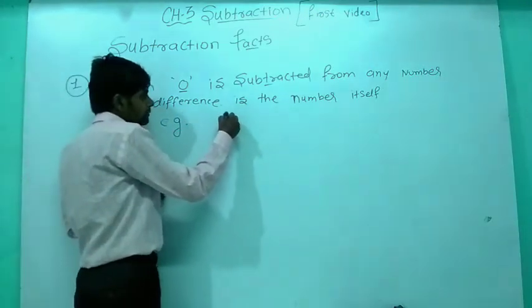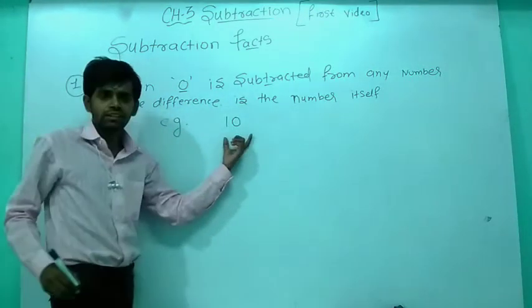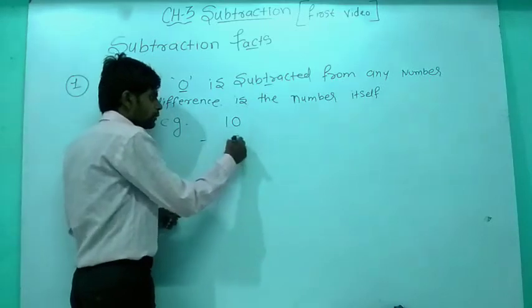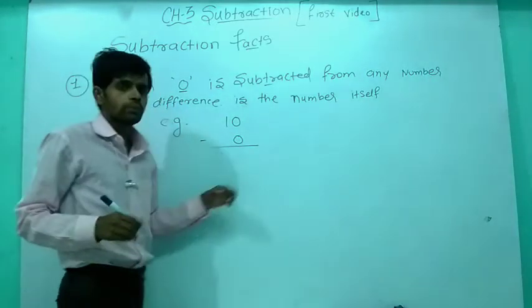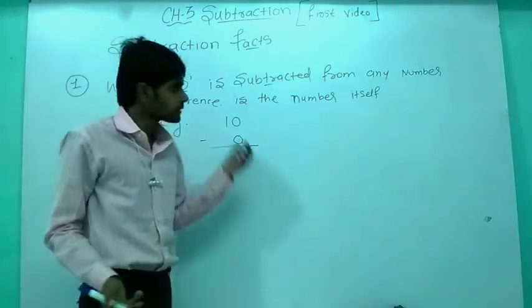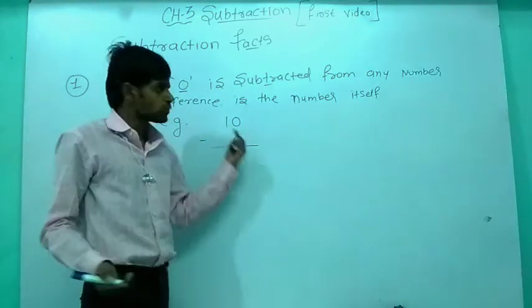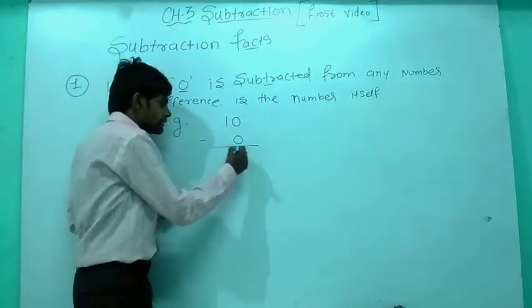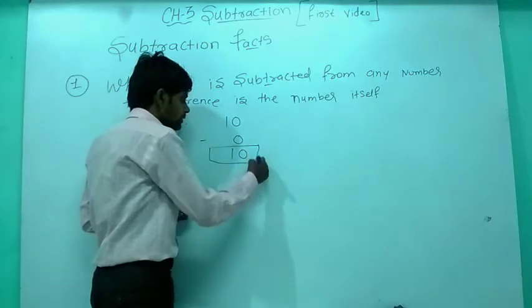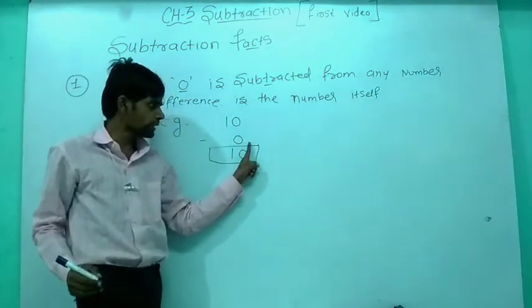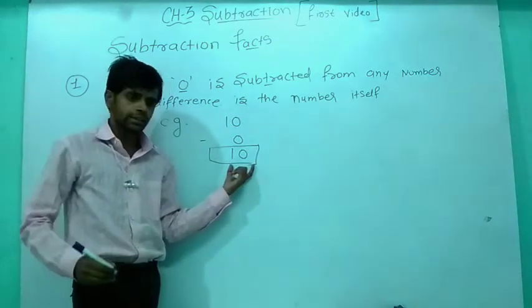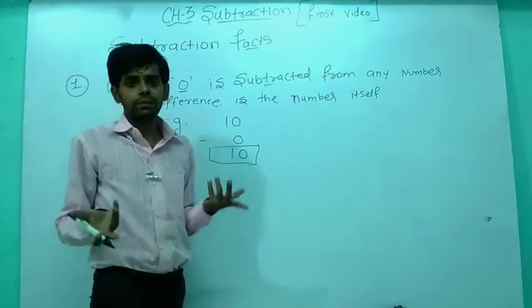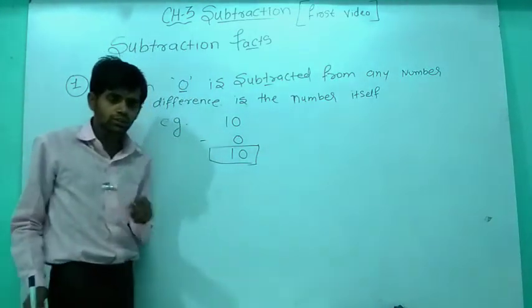I am taking the example 10. Okay, I have 10 chocolates and I want to remove 0 chocolates from the 10 chocolates. So what will happen? Nobody is taking any chocolates, so I will be left with the 10 chocolates. Look here, I am subtracting 0 chocolates from the 10 chocolates. I am getting 10 chocolates as it is. I will have them just as they were. Understood? Okay.